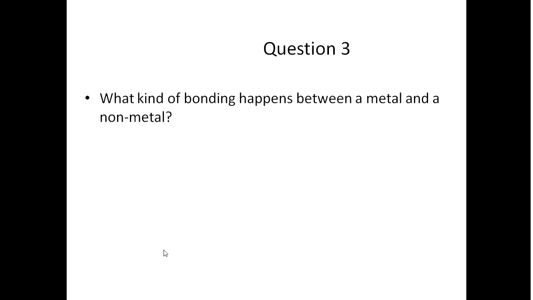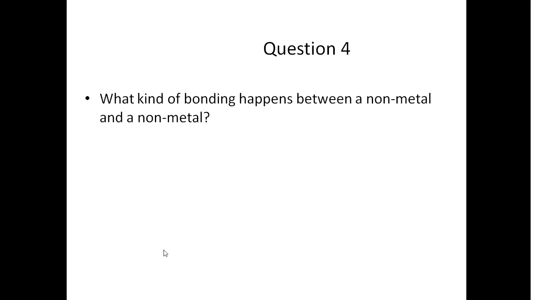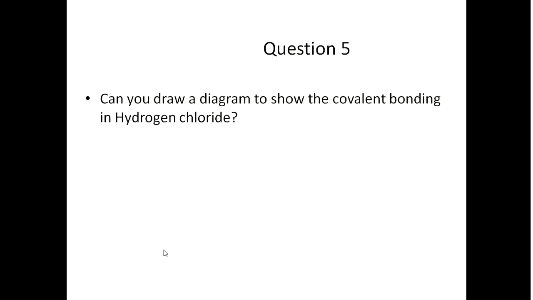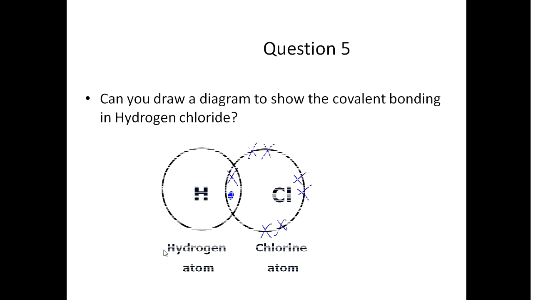Question 3. What kind of bonding happens between a metal and a non-metal? And the answer is ionic bonding. Question 4. What kind of bonding happens between a non-metal and a non-metal? And it is covalent bonding. Question 5. Can you draw a diagram to show the covalent bonding of hydrogen chloride? And here's the dot and cross diagram for hydrogen chloride.